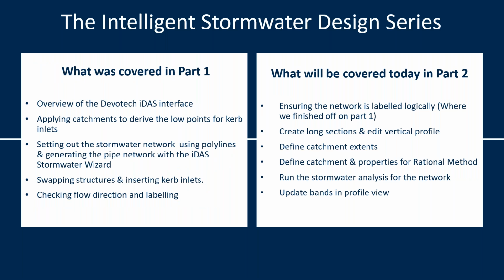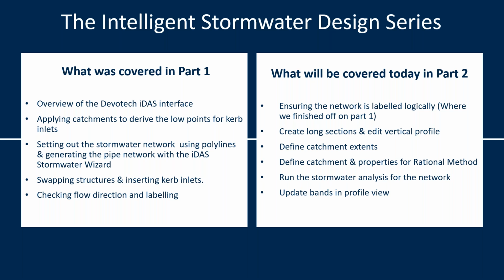Okay, if you wanted to break it down into topics, so part one, what we did was I gave the users an introduction to iDAS and the interface itself. Then we applied some watersheds to derive the catchments and the low points for our curb inlet positions. We then set out our stormwater network using polylines. So how you would normally draw it with AutoCAD, just that we added intelligence to it by using the iDAS stormwater wizard. And then after that, we swapped some structures, and then we just checked that the flow and the labeling was done correctly. And that's where we're going to be picking off today.